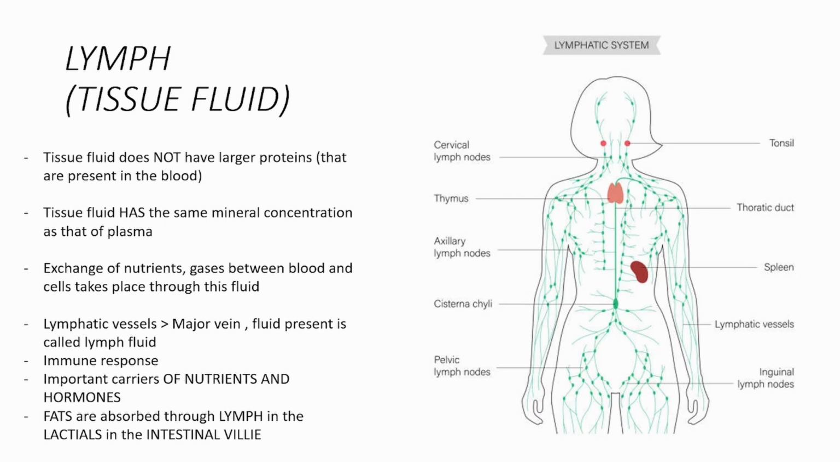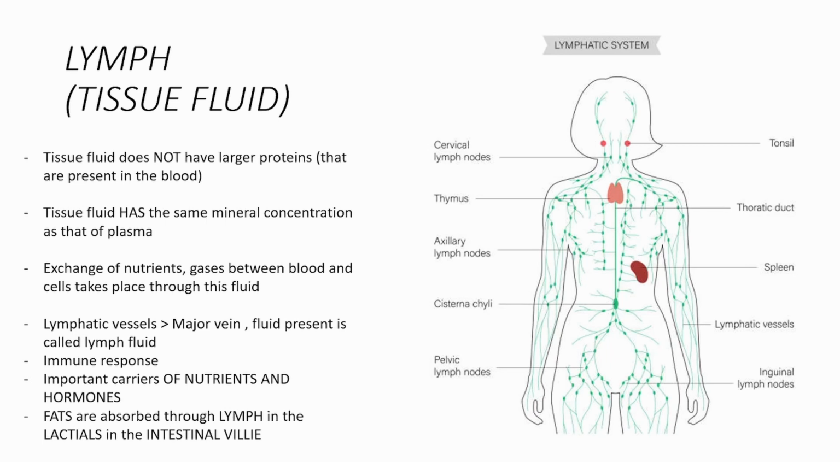Remember it like that. Next, tissue fluid has the same mineral concentration as that of plasma, which is an NCERT line, and it is an important line and you have to remember it. Next, exchange of nutrients and gases between blood and cells takes place through this fluid, which is also an NCERT line. These three are important facts where questions can be asked.